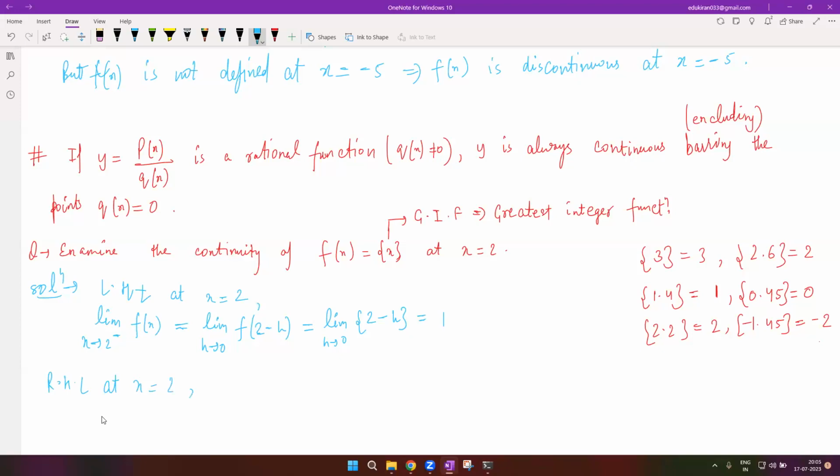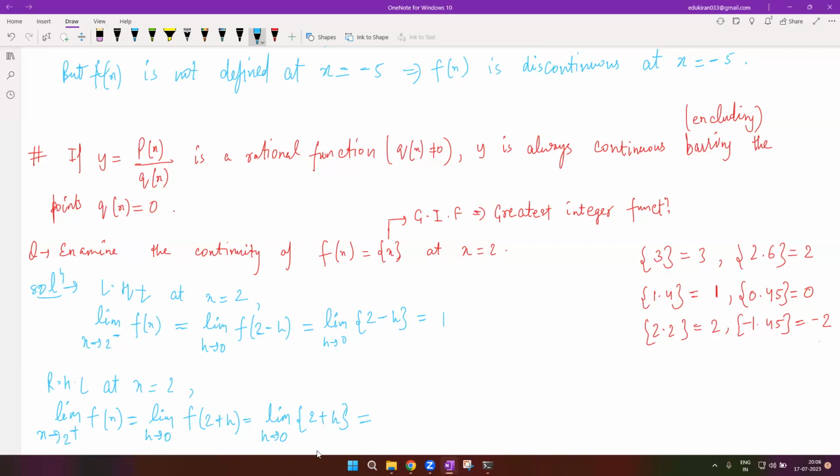If you find out RHL at x is equals to 2, then you are basically finding out limit x tends to 2 positive fx. This is limit h tends to 0, f of 2 plus h, right? Now, if you put h 0, there will be no difference. There is no difference that h equals to 0 is going to make here.